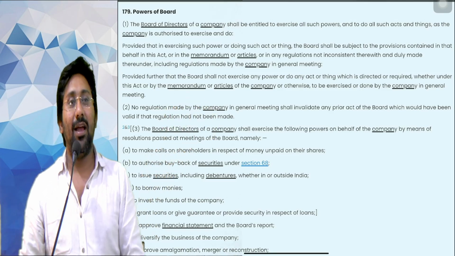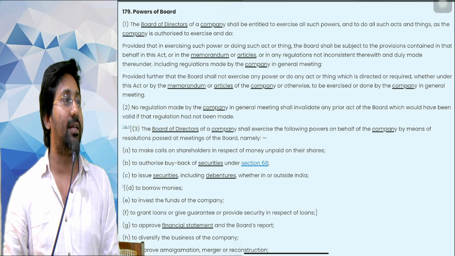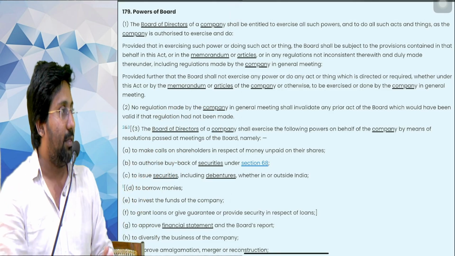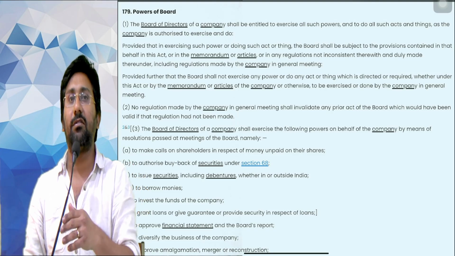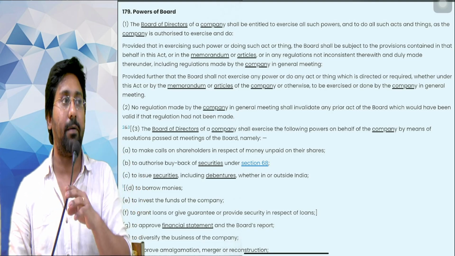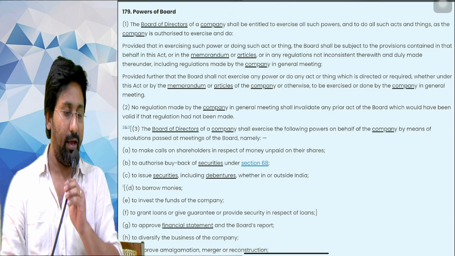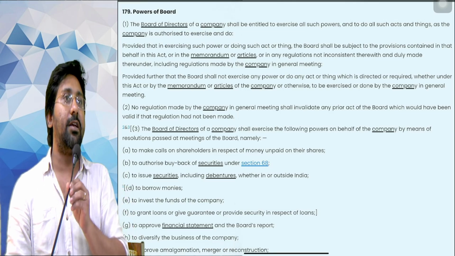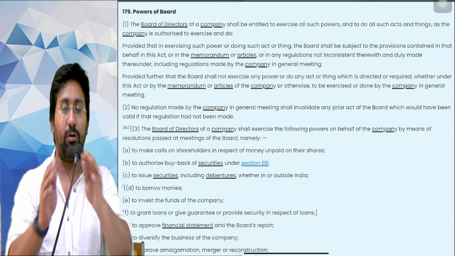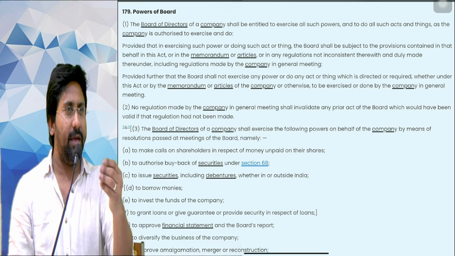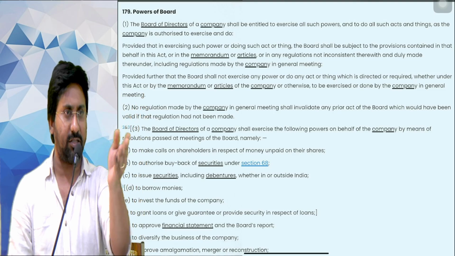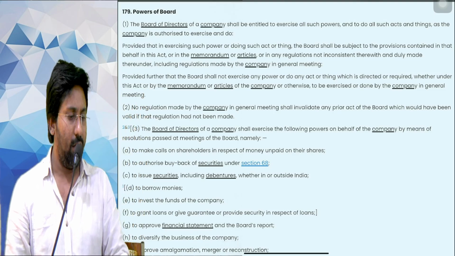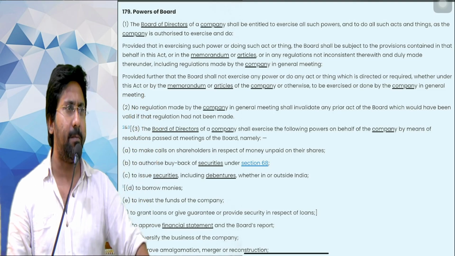Okay, shareholders, board of directors, let us bifurcate both of them. First we are talking about the board of directors. Before we start with that, let's understand what are the powers of the shareholders. Shareholders' powers and board of directors' powers are totally two different versions. In a company there are two important organs. One is the board and the other is the shareholder. Both are very, very important.